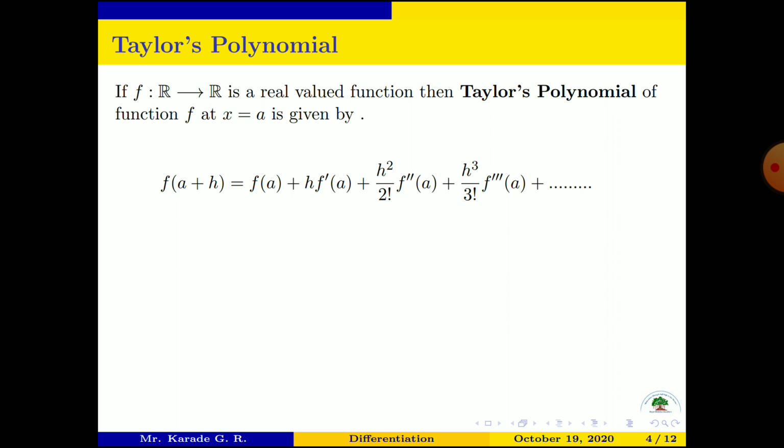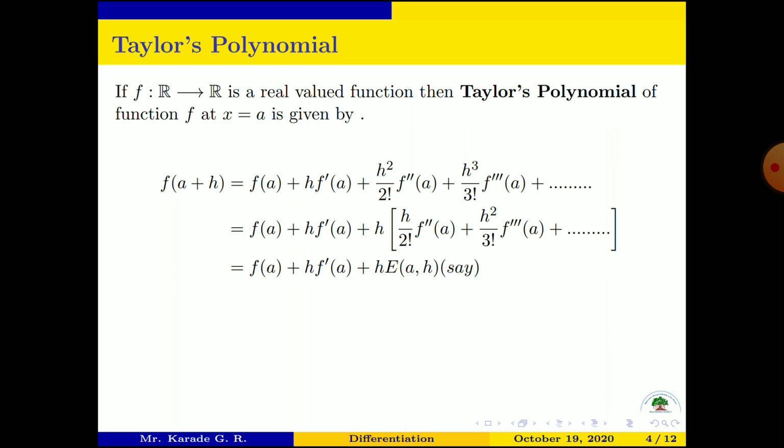Okay, so this is Taylor's series expansion, or we can say that it is a Taylor's polynomial in h, and it is equal to f of a plus h into f dash of a plus, now taking h common from the third term and the terms after it, h into square bracket h upon 2 factorial into f double dash at a plus h cube upon 3 factorial into f triple dash at a plus dot dot dot.